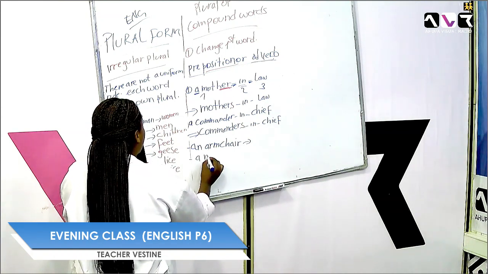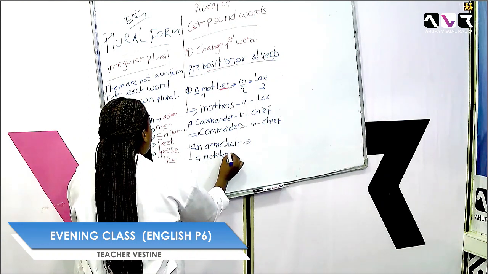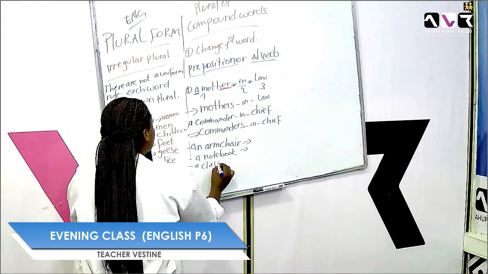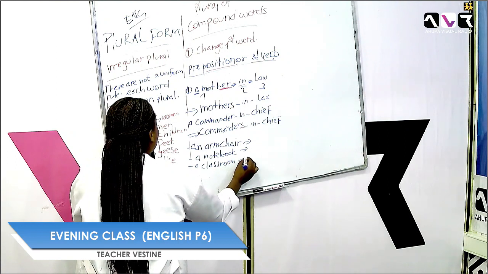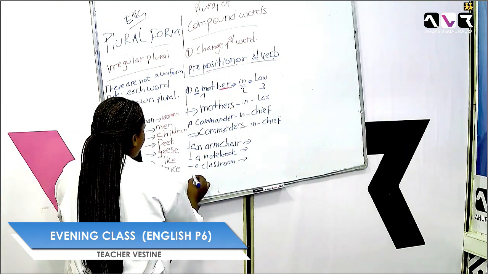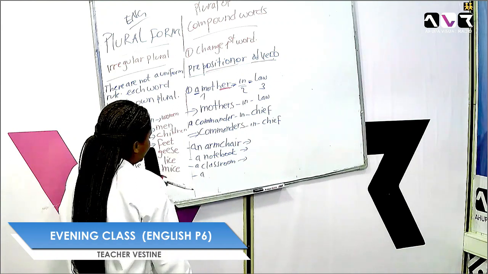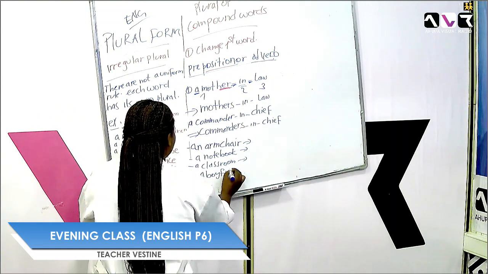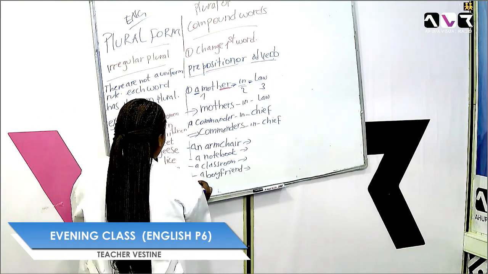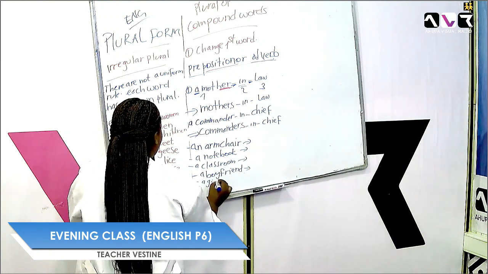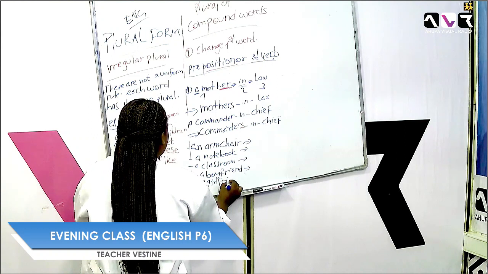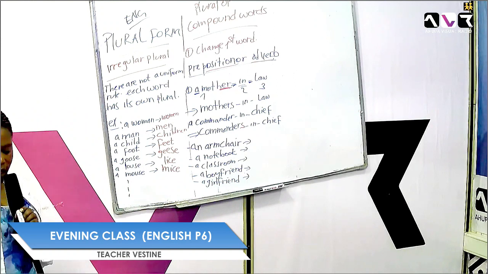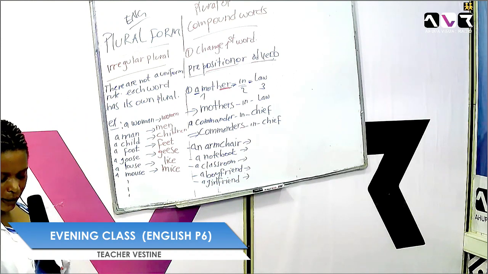When you say a notebook, a classroom, a boyfriend and a girlfriend, all those words are written in one word. They are made by more than one word, as all compound nouns are. And they are written in one word.